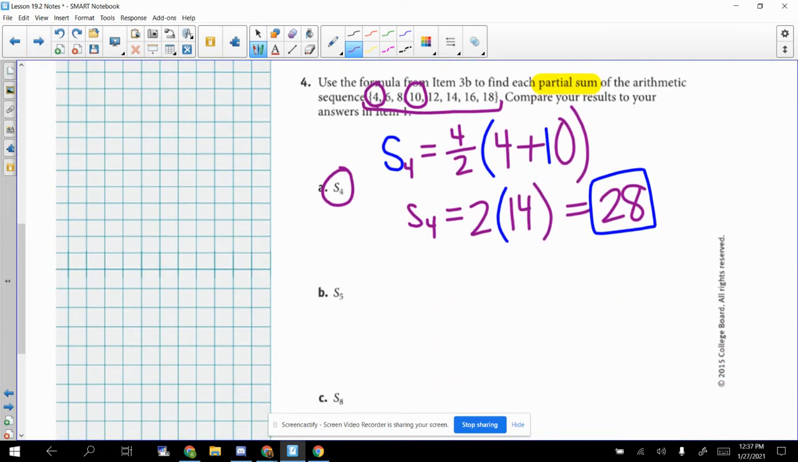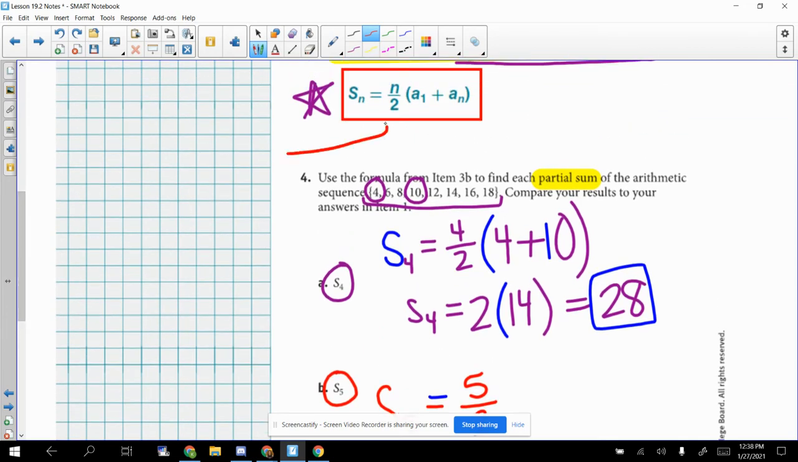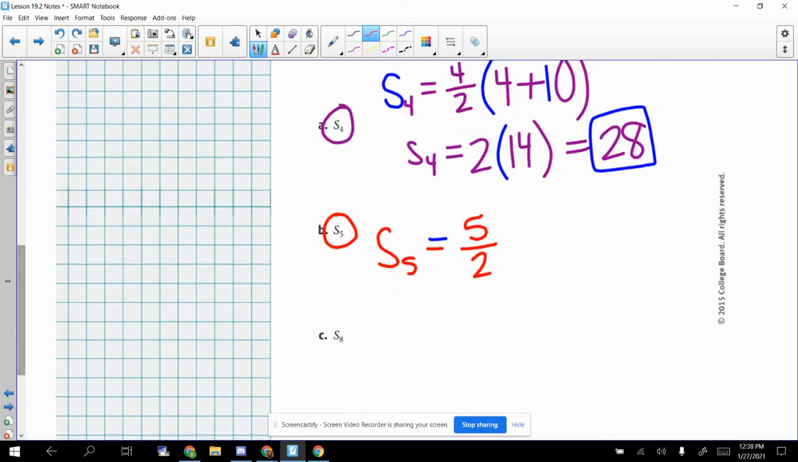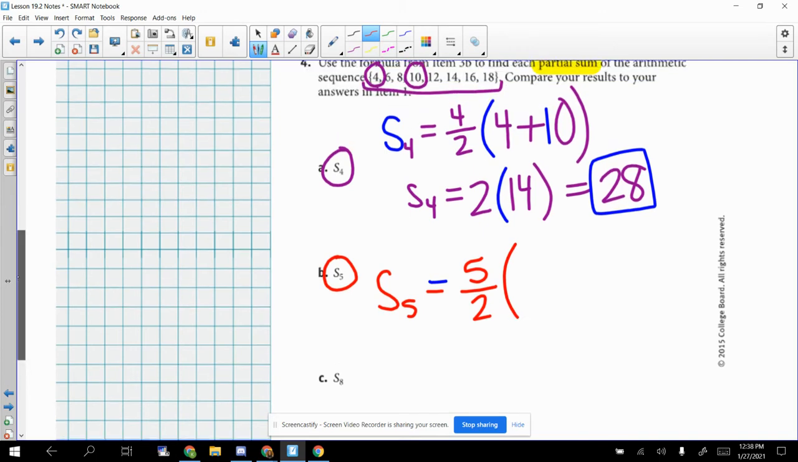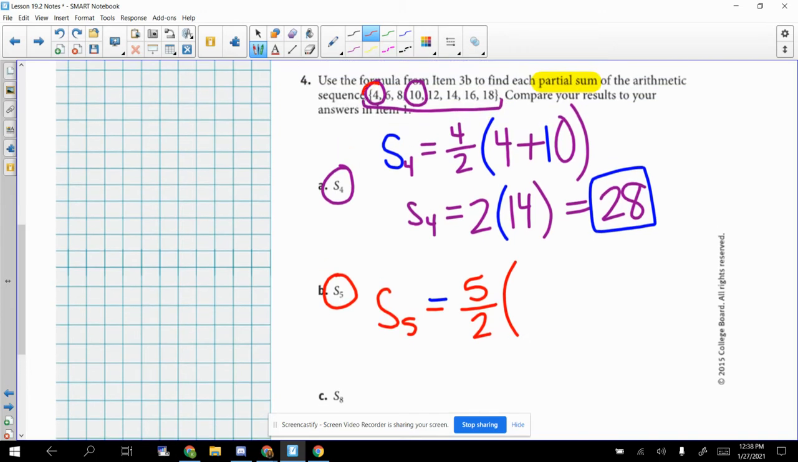So let's try it again. Now we have S sub 5. So now the number that's going to be plugged in as n is 5, still divided by 2. Again, we're just plugging into this formula here. Then a sub 1, your first term, is still 4. And then your fifth term now, that's what we want to plug in here, is 12.